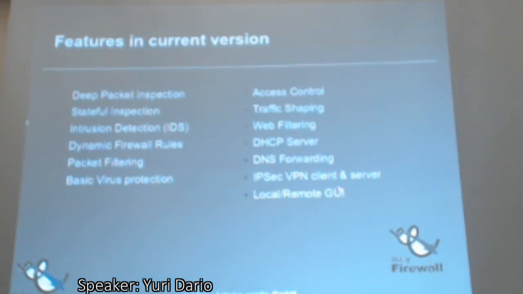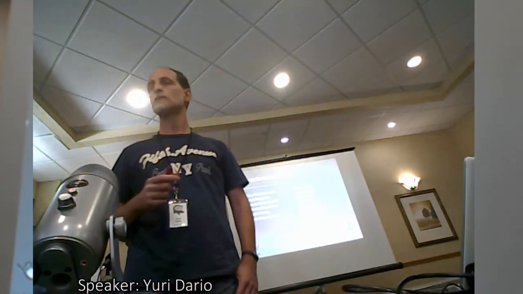You can have a DHCP server, so you can assign IP addresses in your network. And also you can do some forwarding of DNS if you don't have one inside your network. Then a big part of the software is the IPSEC VPN client and also server part. So you can use InJoy as a client for your VPN connection, or you can use InJoy as a server for external clients, road warriors, and so on.